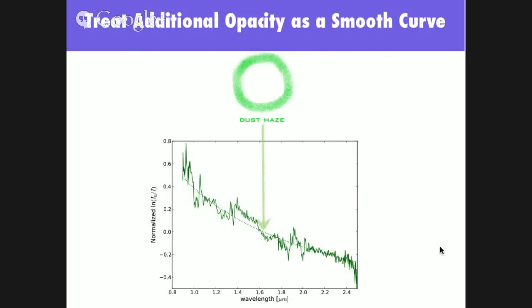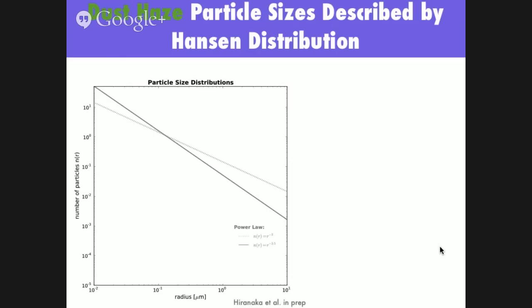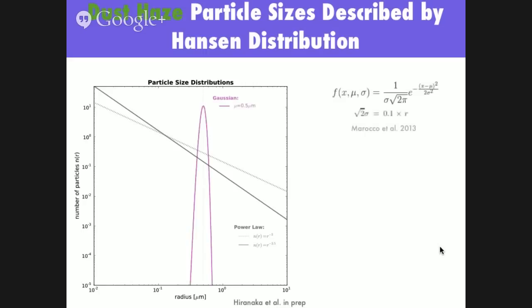We're trying to parameterize the dust haze by using a Hansen particle size distribution. This plot is the number of particles per volume as a function of radius, and the gray lines are two power law distributions that are widely used to describe particle size distributions. We used the power law distributions at first, but the results didn't reproduce the observed reddening. So we needed another particle size distribution. And the magenta shows a Gaussian distribution that's described by Morocco.